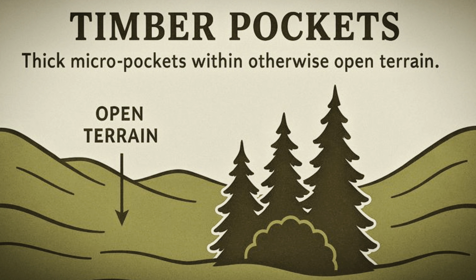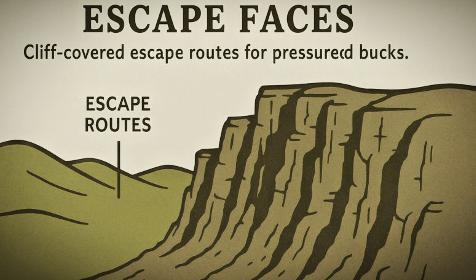Number 97 are your timber pockets, just your thick pockets inside more open terrain, often where a lot of bucks hide and they can be prime ambush and still hunting targets. 98 are your escape faces. Those are your cliffy escape terrain where pressured bucks like to retreat to. Mule deer often vanish there during hunts.